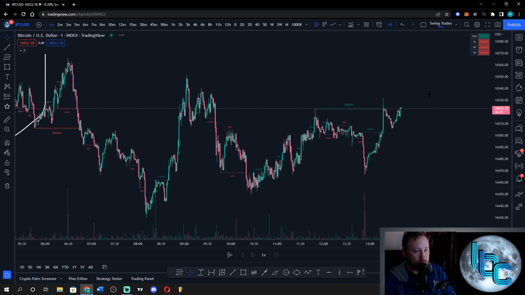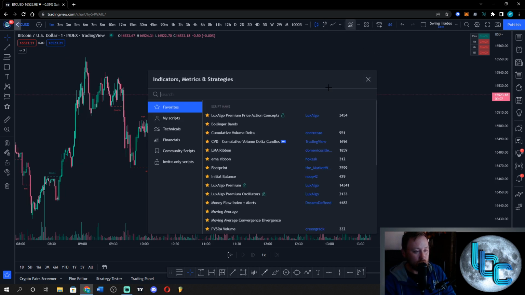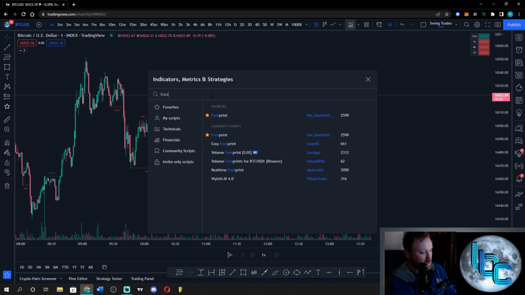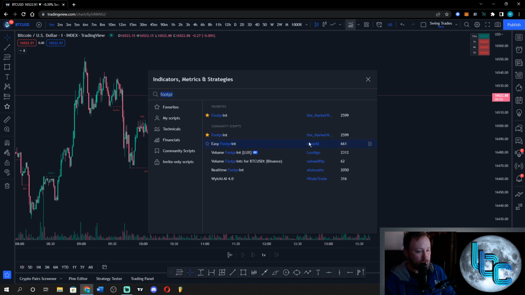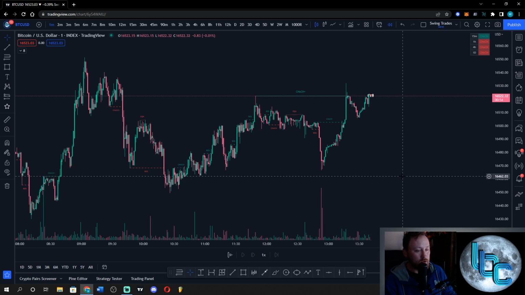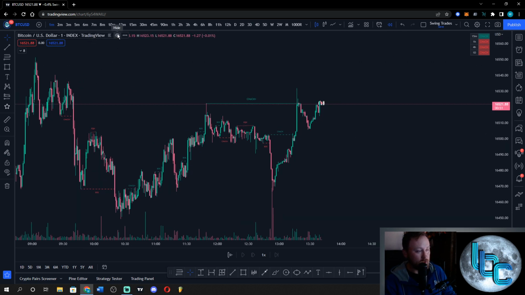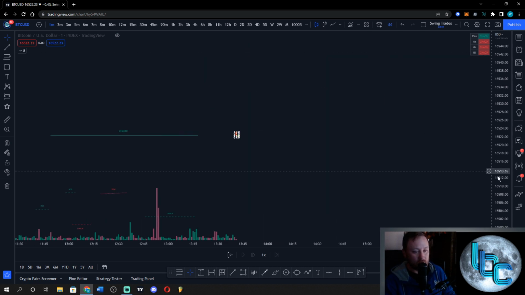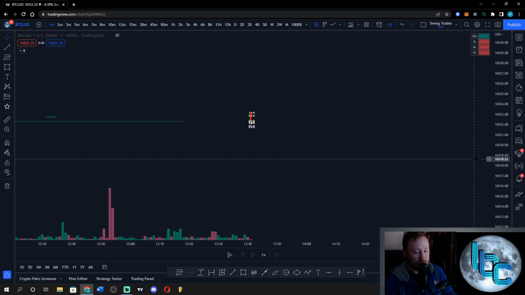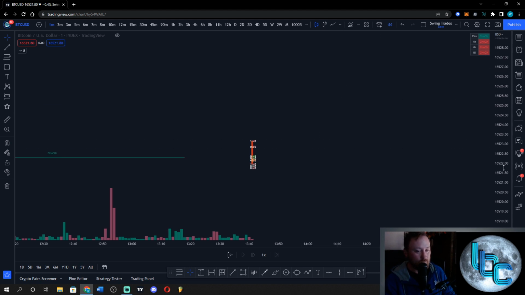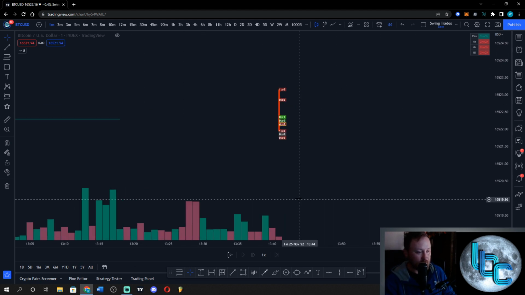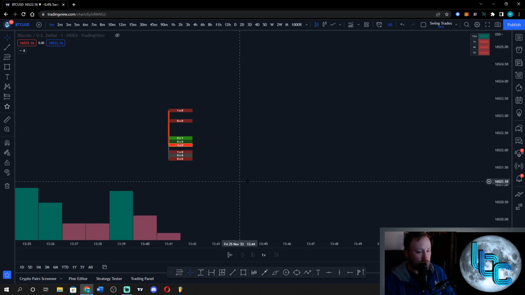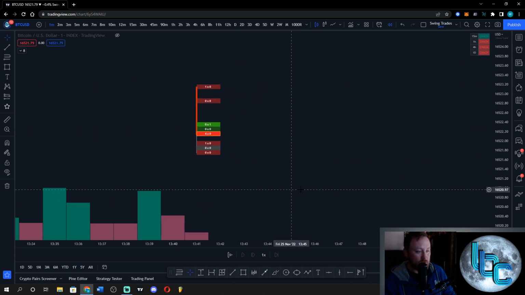Okay, I'm down at the 1 minute so that we can see this a little better. So I'm going to go ahead and throw on an easy footprint chart indicator right here by Noop 42. And then I'm going to turn my candles off so that we can see the candlestick. As you can see, it looks just like what I just drew for the most part.